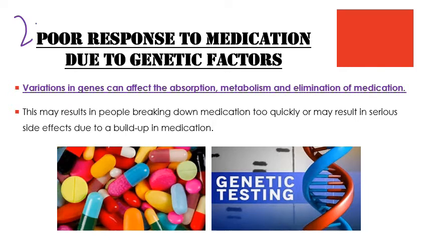Okay, so our second biological factor is poor response to medication due to genetic factors. People who have mental illnesses often take psychotropic medications. These are primarily used to control the onset or severity of symptoms so that the individual can function more effectively in their environment. What this actually means is that symptoms are alleviated, reduced or inhibited, however, they do not cure the underlying condition.